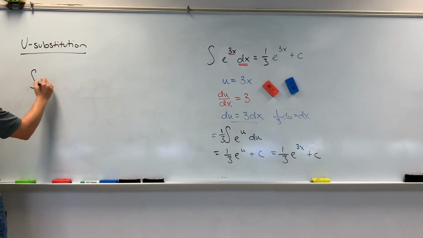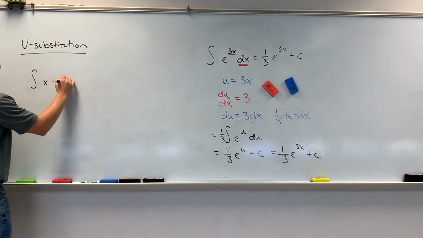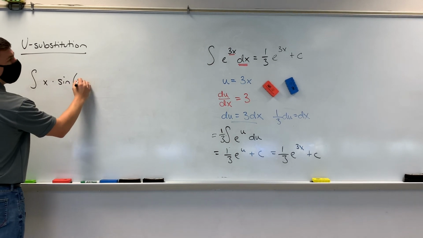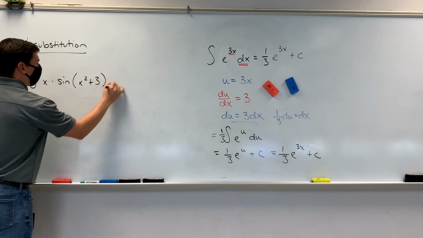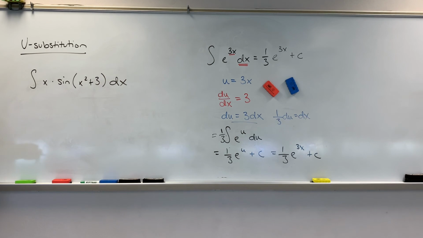How about the integral of x times sine of x squared plus 3 dx? More complicated now. If this were a derivative, this would be like a product chain derivative, but it's not, it's an antiderivative. And the method that we have for evaluating complicated antiderivatives is U-substitution. That's it for right now.